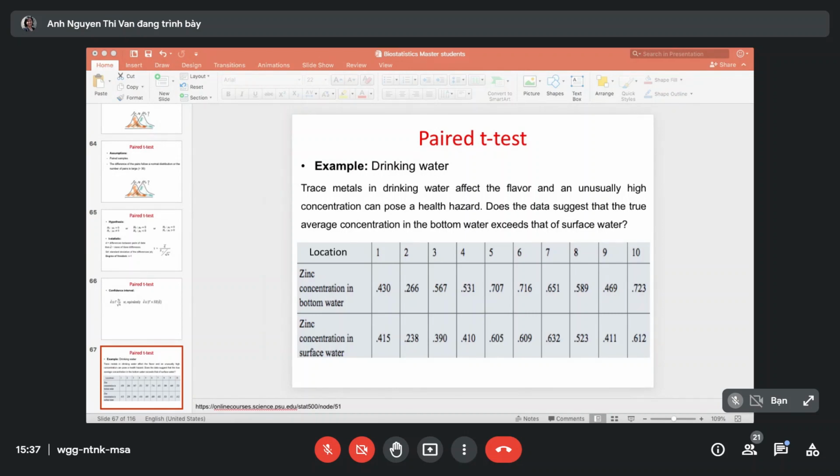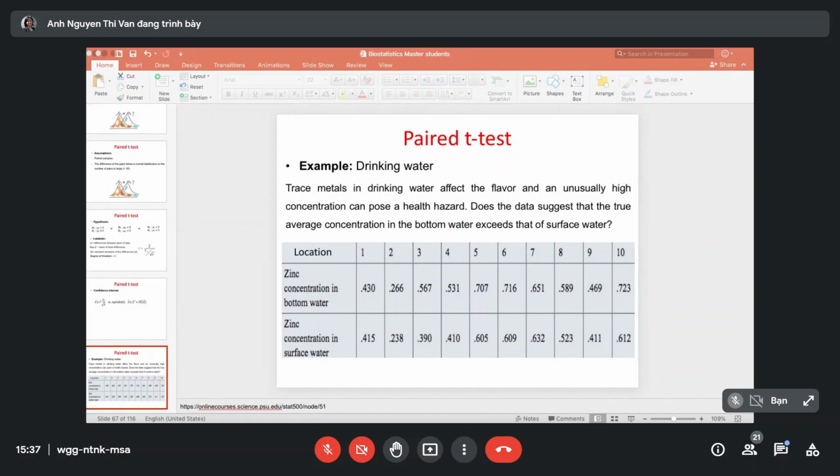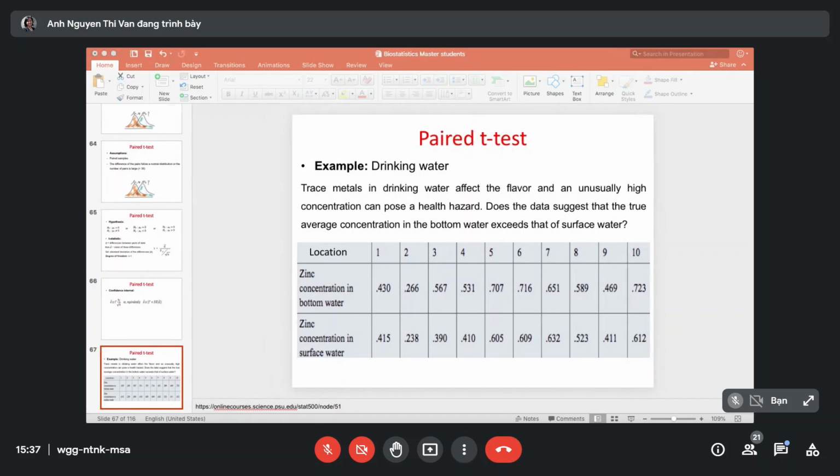So first of all, you need to explain. Okay, it's the difference. So it means you need to explain whether it is an independent sample or paired sample. Yes. This example is a paired sample because the data is calculated as pairs, measured as pairs.